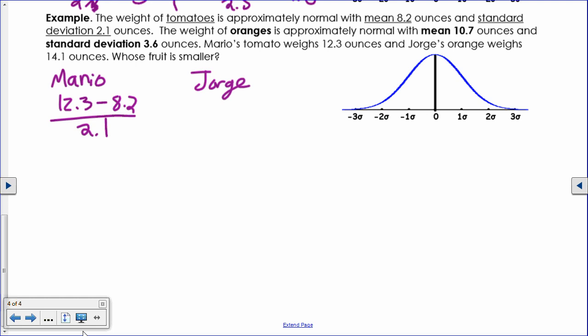What is the z-score for Mario? Come on, guys, what's the z-score? 1.95. Okay. What about over here? The orange. It's 0.9. Orange? Yeah, orange. So what would the formula look like?